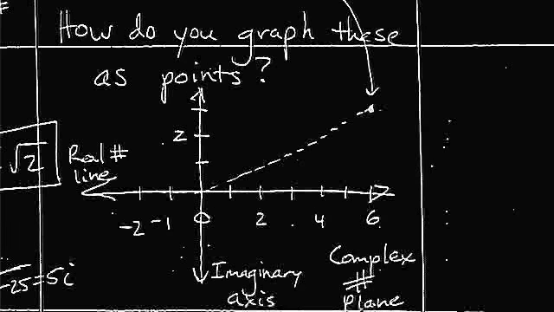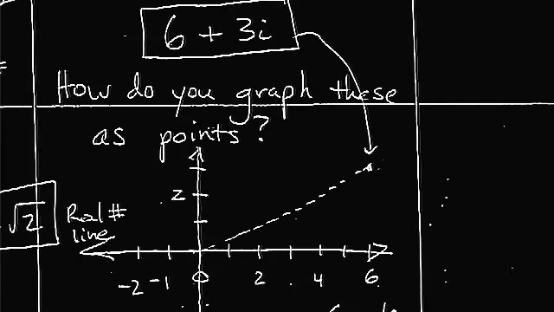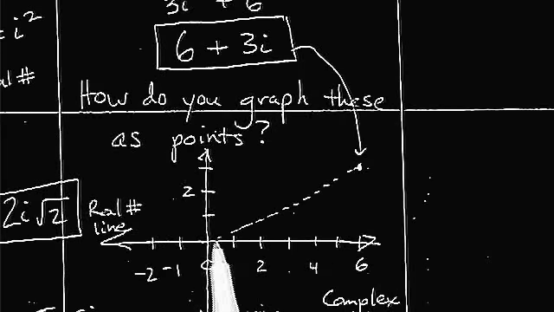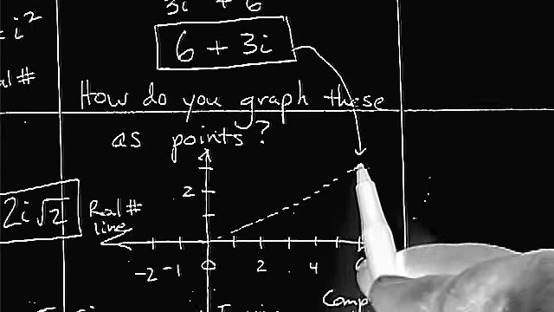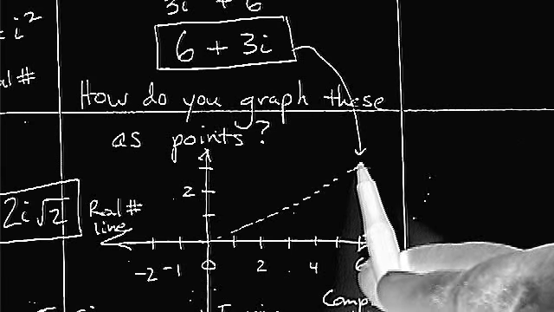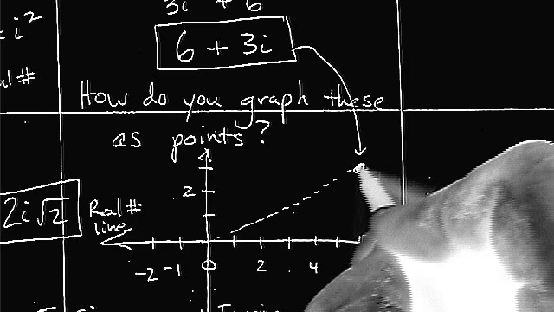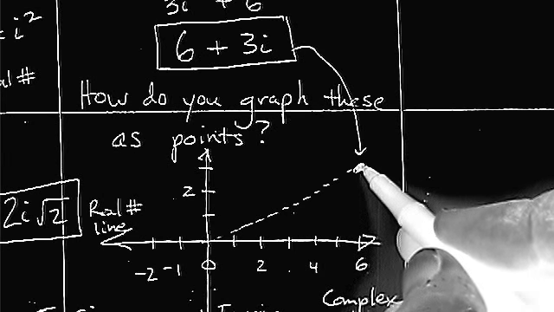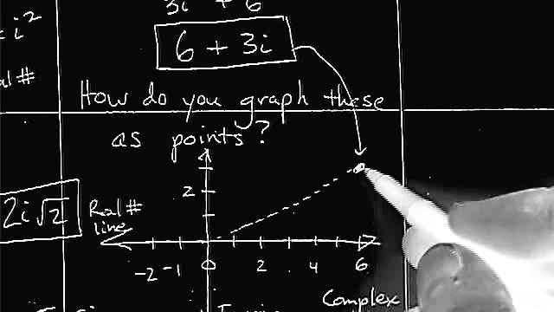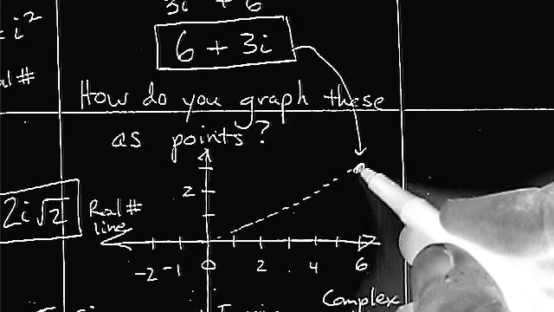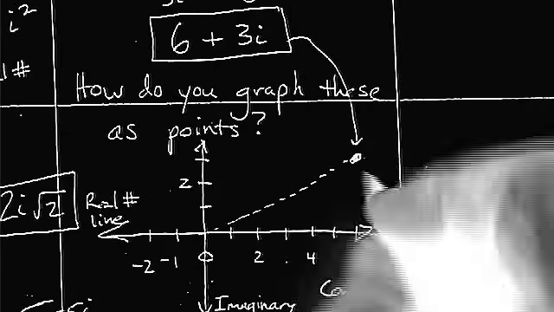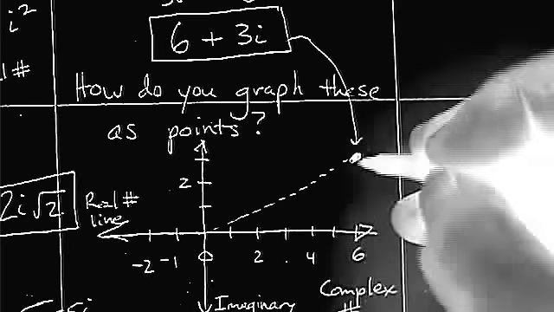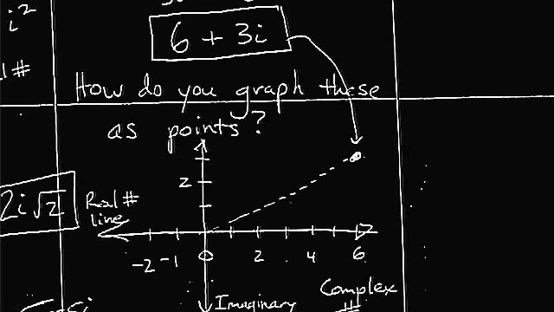So overall, this one's called the complex number plane. Now, how do you graph 6 plus 3i? It's really not all that complicated, right? 6 reminds me of the x value. 3i reminds me of the y value. So this is the location in the universe called 6 plus 3i. Now this dashed line, I'll tell you what that means in a second. But this is the coordinate.